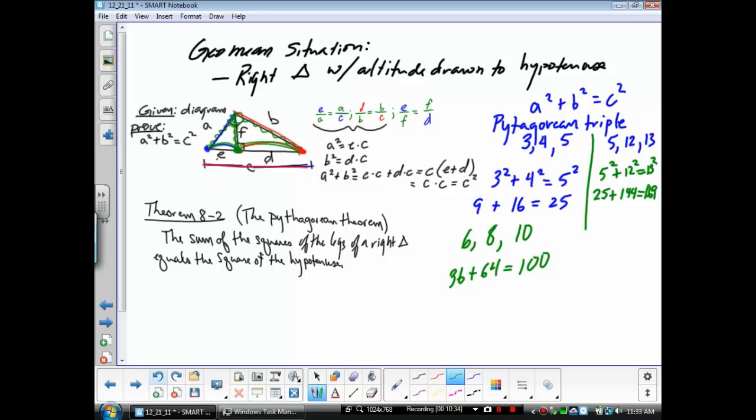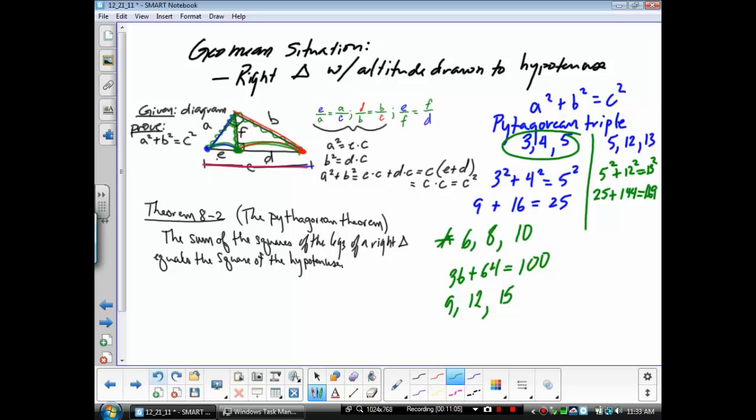Okay? Now, you wouldn't have to multiply by 2. You could multiply by 3 or 4 or 5. It does not matter. You still get a Pythagorean triple. So this gives you an infinite number of other Pythagorean triples. So 6, 8, 10, we can multiply them all by 3: 9, 12, and 15. Those are Pythagorean triples. So this gives you a family of Pythagorean triples.